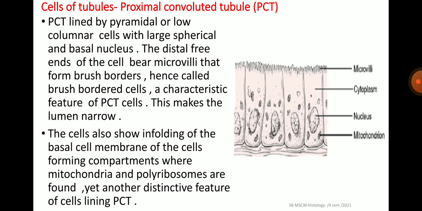So you can mention the proximal convoluted tubule is lined by cuboidal cells with large spherical and basal nucleus. The distal free ends of the cells bear microvilli that form brush borders, hence called brush bordered cells. This is a characteristic feature of proximal convoluted tubule cells. This makes their lumen appear narrow. And the cells also show infolding of the basal cell membrane, forming compartments where mitochondria and polyribosomes are found, yet another distinctive feature of cells lining the proximal convoluted tubule. So you can just read the labelings which are mentioned in the slide.